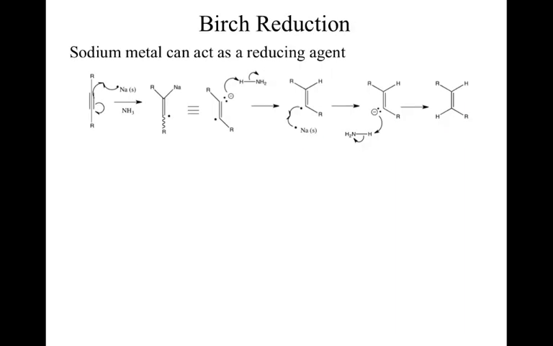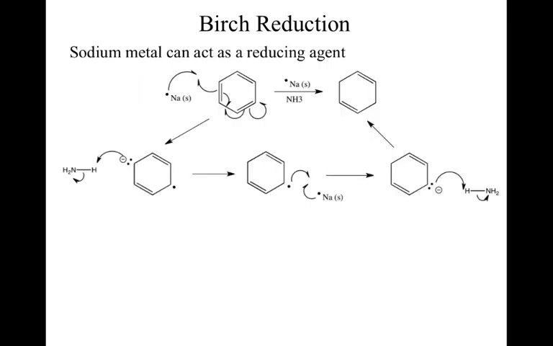Okay, the Birch reduction. Sodium metal can act as a reducing agent. We already saw this one briefly in class. You go through a radical mechanism primarily because sodium is a radical. Sodium metal, by definition, is a radical. It only has one unpaired electron, so it has to act as a radical. And so we could go through and evaluate the rest of that. The other option is looking at it react with an aromatic ring.